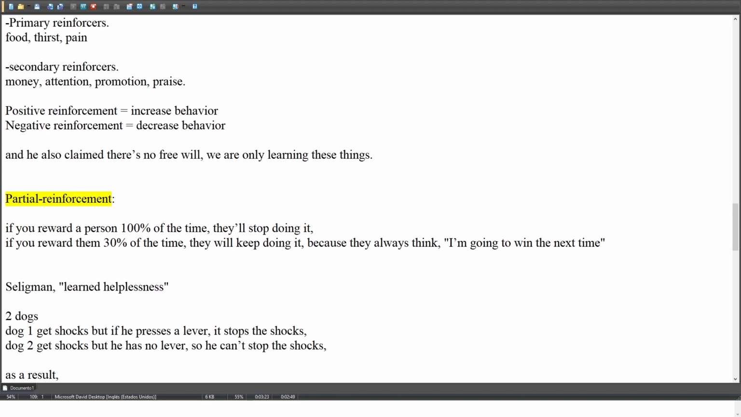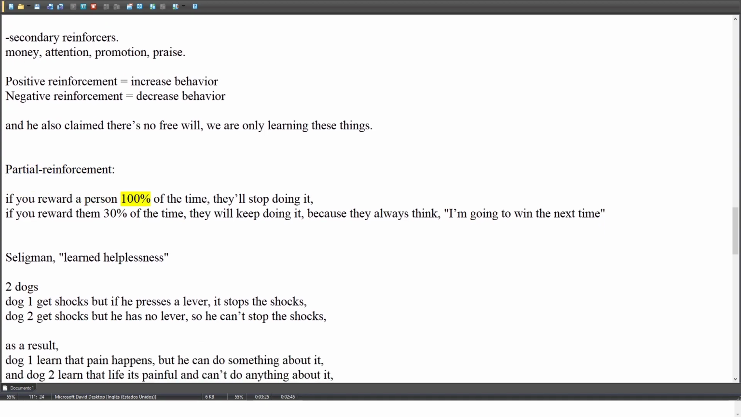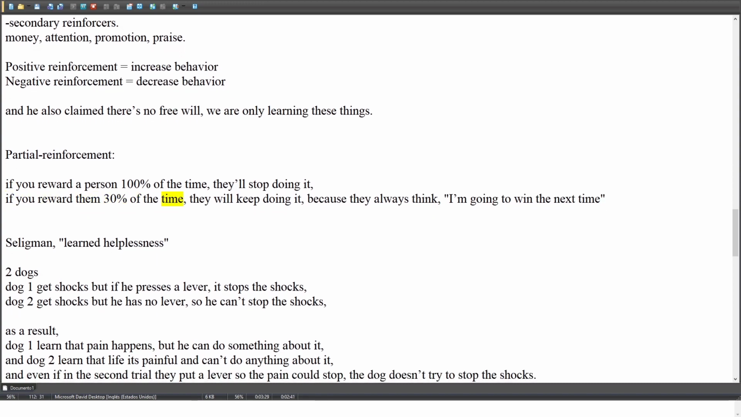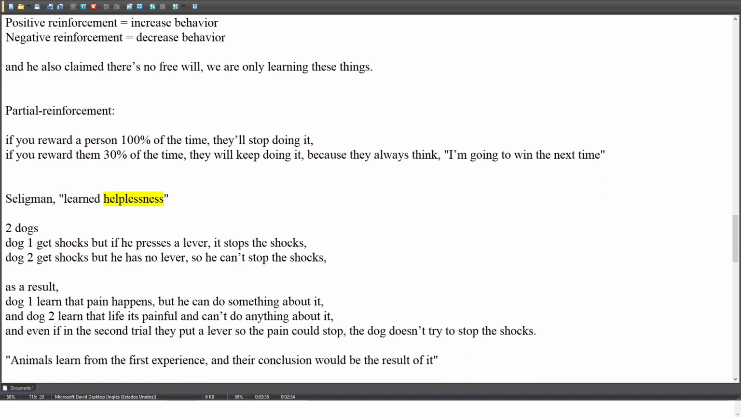Partial reinforcement. If you reward a person 100% of the time, they'll stop doing it. If you reward them 30% of the time, they will keep doing it, because they always think, I'm going to win the next time. Seligman, learned helplessness.